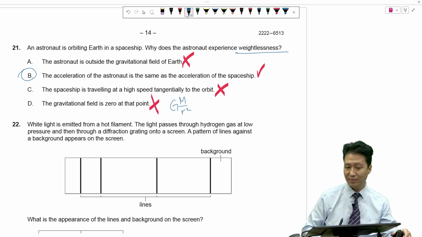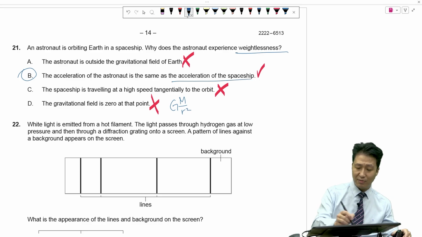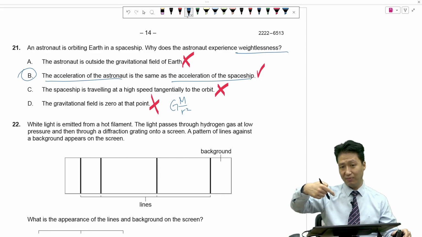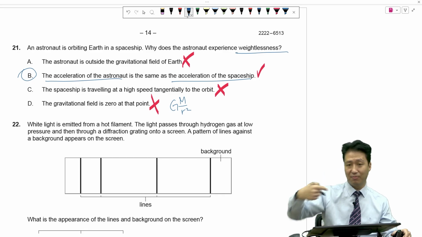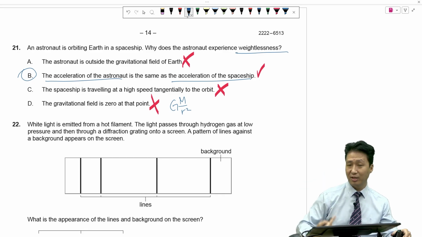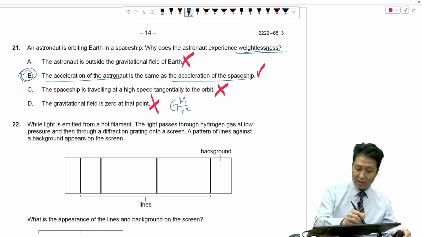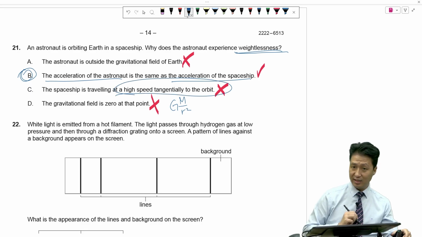feel it. If you accelerate the spaceship at the same acceleration as the astronaut, you do not need additional normal forces to keep that astronaut in the same path. So because there's no normal force, yes, there is no feeling of weight, which means they will feel weightless. If they were moving too fast or too slow, you would need a certain amount of normal force, which is why C is incorrect.